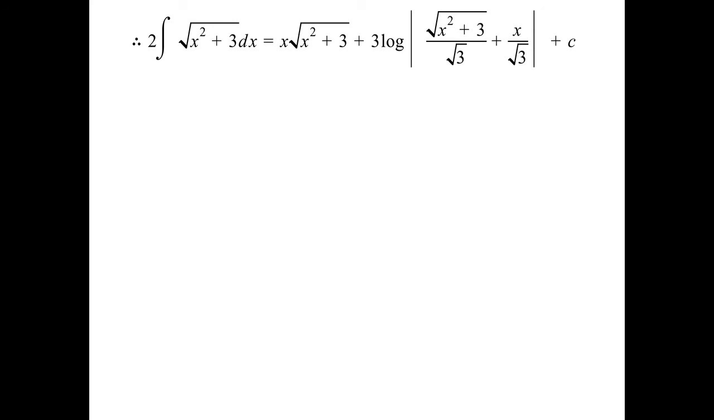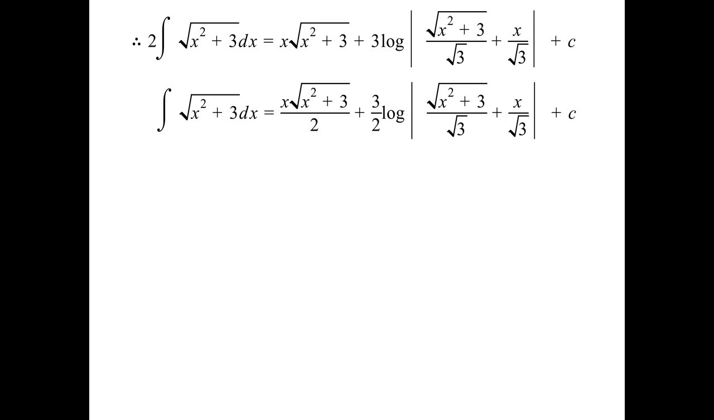I do it that way because I think it would be very easy to make a mistake and go, oh, let's move this to the other side. Now I've got 4 times the integral. But I don't, I only have 2 times the integral. So now I can move it over. I get 2 lots of the integral of the square root of x squared plus 3, and there's our integral. Mind you, whether we leave the log like that, or again we notice there's a constant in the bottom, so I could just absorb that into the constant, which I did.